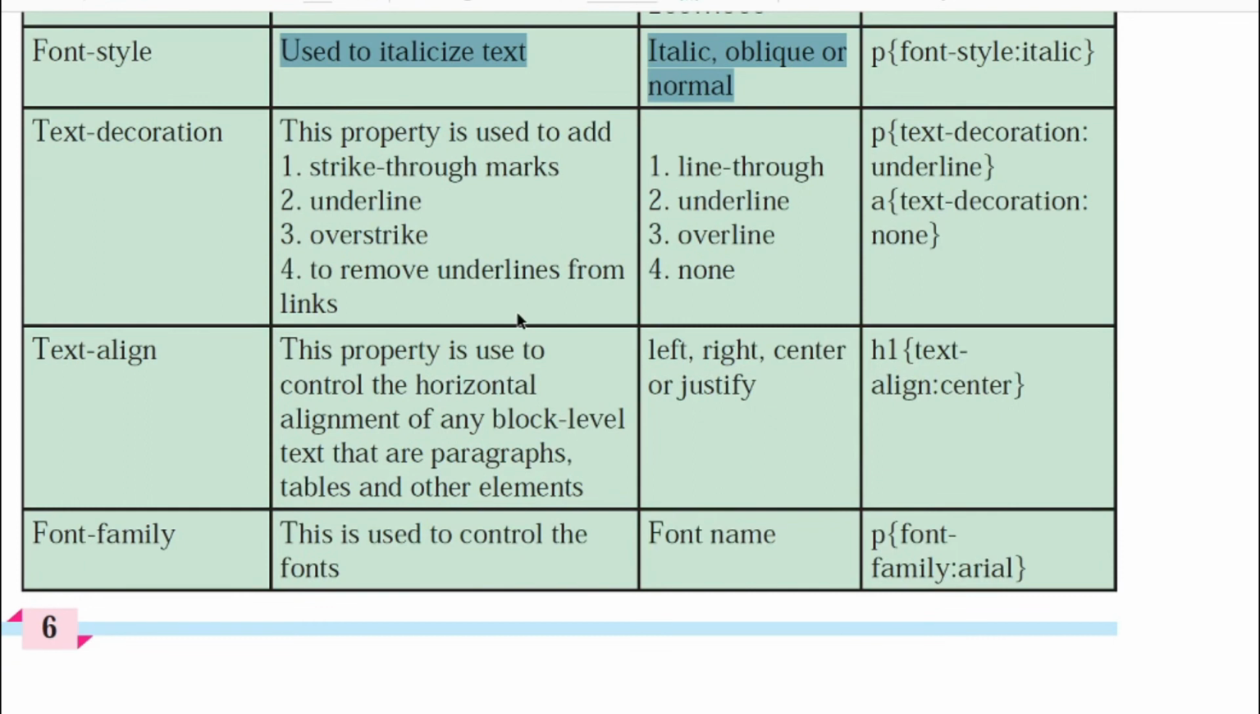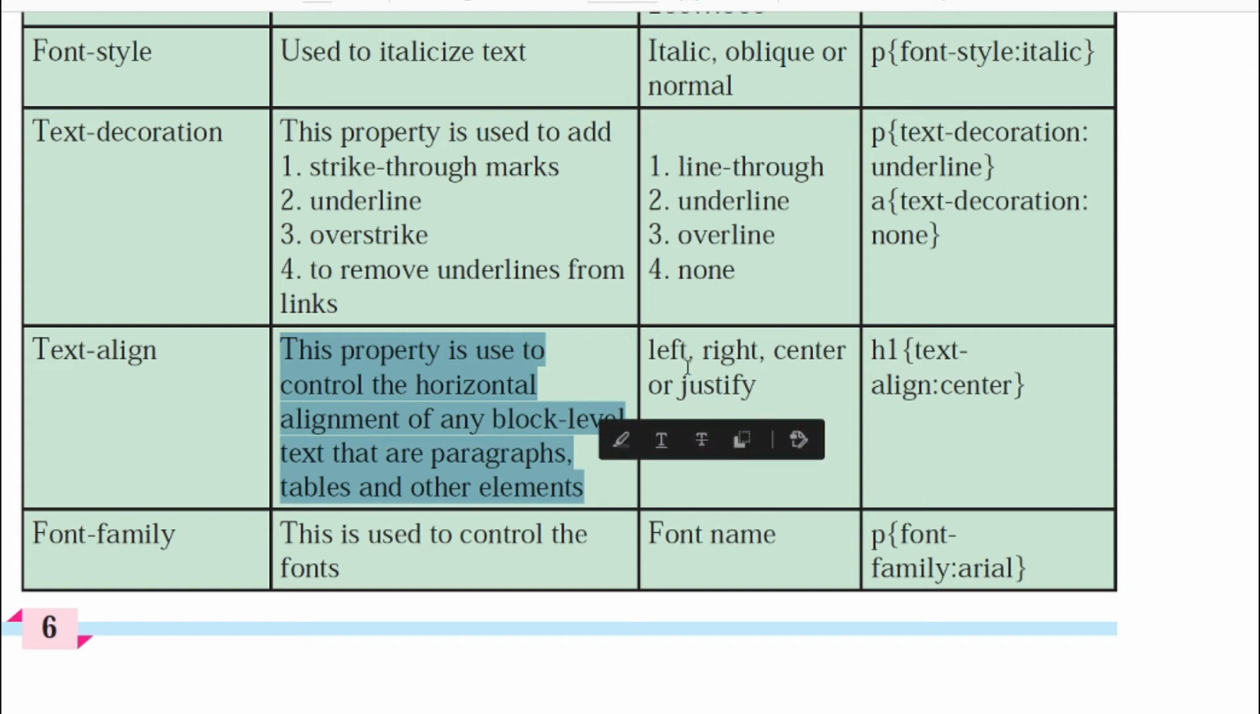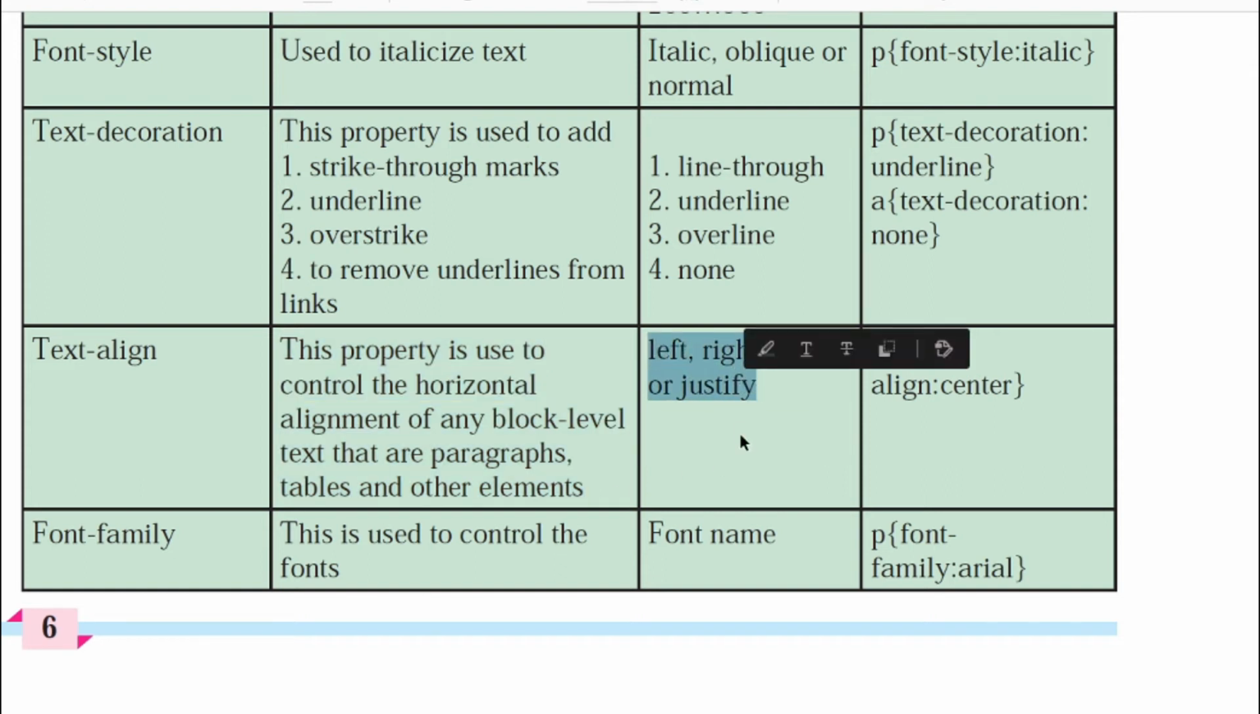Text decoration can also be used, such as strike through, underline a particular text, overstrike a particular text, or to remove underlines. So text decoration can be used in CSS. Then we have text align. When you want to align your text to the margin of the browser, this property is used to control the horizontal alignment of any block level text, that are paragraphs, tables and other elements. Basically, these are the alignments which you can choose: left, right, center or justified.